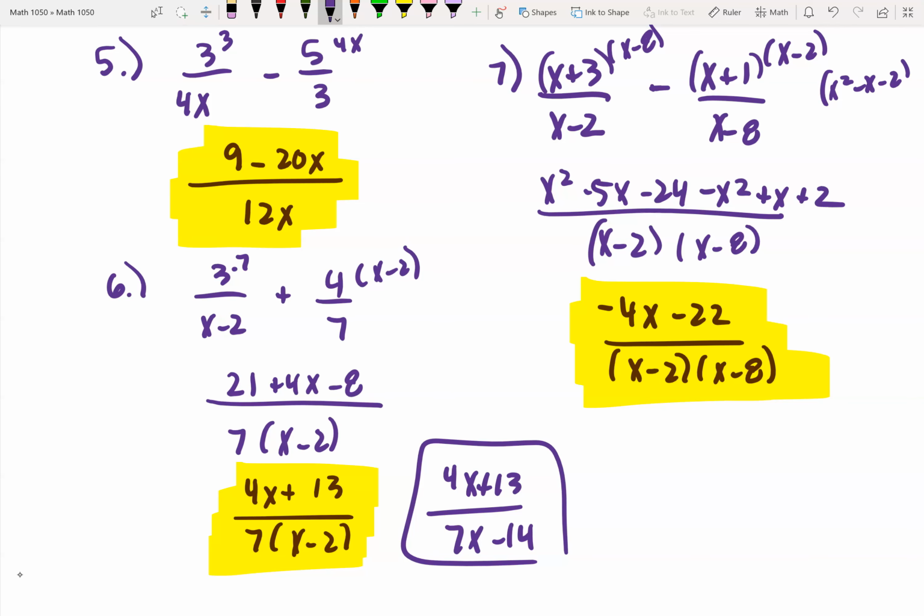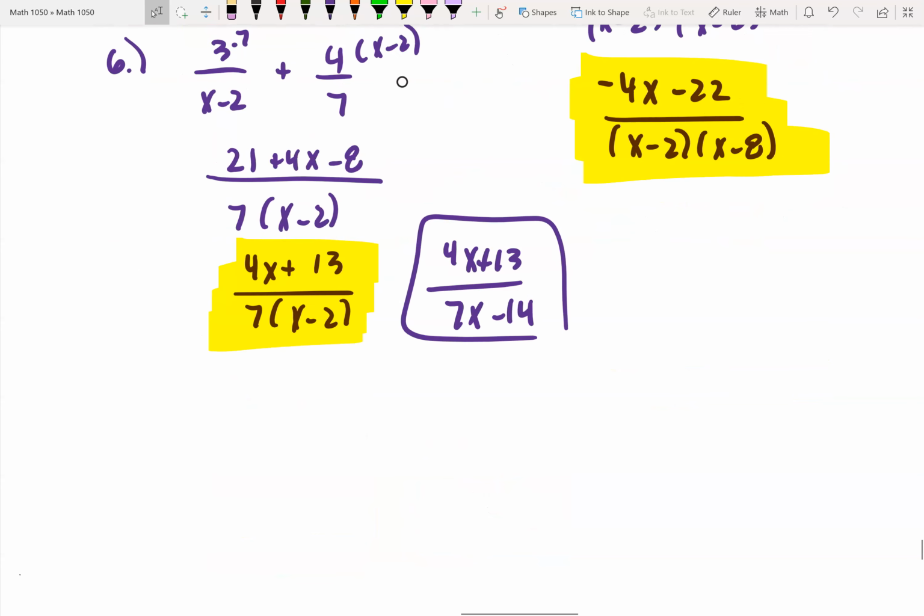Okay, let's continue. So let's go to the second section. So now we're going to multiply and divide. Okay. So let's just go through these examples together. So question 8 is 2/3 multiplied by 6/5.